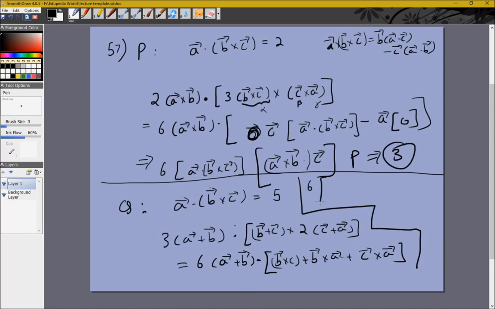So 6 times A dot, what is A dotted with? This is B cross C, and A dot B cross A is 0 and A dot C cross A is 0. Similarly, plus B dotted with B cross C is 0 and B cross A is 0. So B dot C cross A, which is in the same order A, B, C. So this is 5 and this is 5. So the sum is 10 multiplied by 6 is 60. So Q goes to 4.